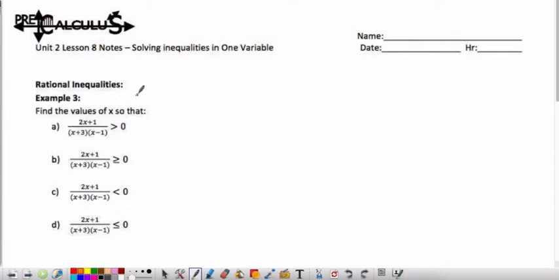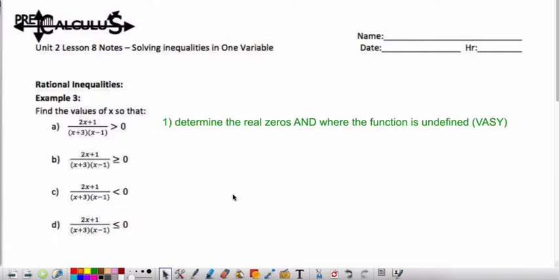Okay, now we're going to do the same thing with rational inequalities. There's just going to be a small difference, but a pretty important one. Okay, as before, we're going to determine the real zeros, but we're also now going to determine where the function is undefined. And in this case, it's going to be a VA because these guys aren't going to cancel out here. So where do we have a 0?